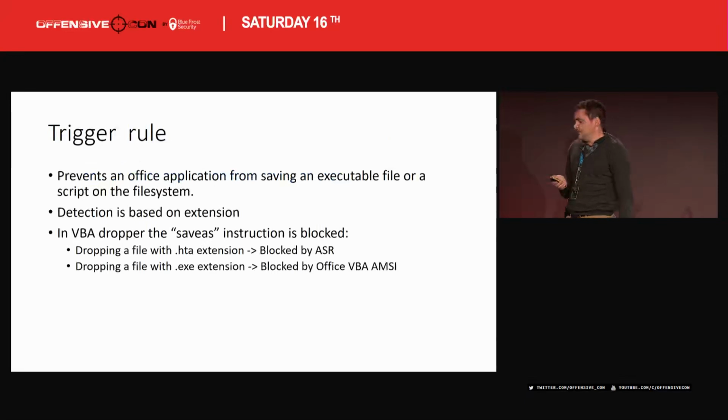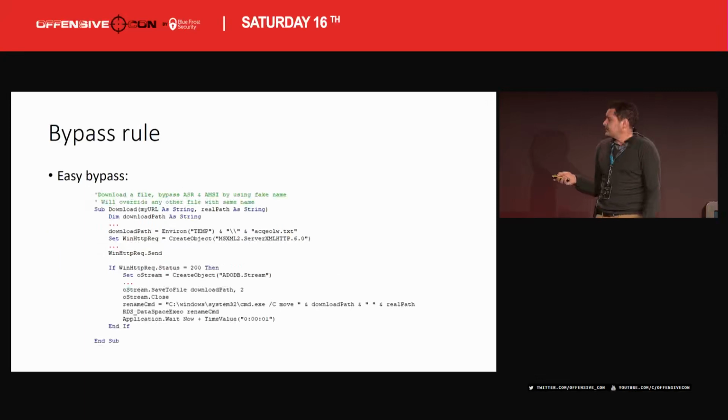If you want to trigger the rule, which is funny, it's a kind of combination between AMSI and ASR. So for example, when I drop an HTTP file, it's blocked by attack surface reduction. And if I drop an exe, it's blocked by Office AMSI. So they have kind of combined together to block everything. The problem is, to bypass it, I just have to download the TXT file. And then I rename the TXT file to the real path, and I can execute it, and that's not blocked. So pretty easy to bypass.